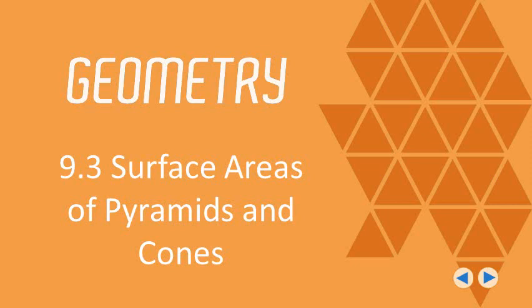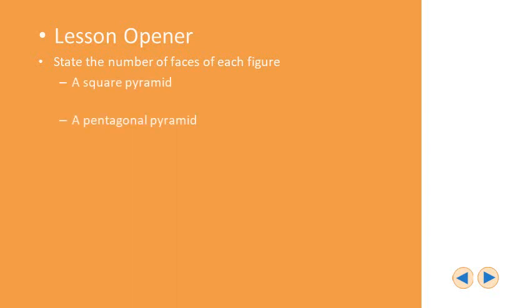Okay, so last lesson we talked about the surface area of prisms, and now we're going to remove one of those bases at the top so that we can talk about pyramids and cones. So we start off with this lesson opener and what they want us to do. State the number of faces of each figure: a square pyramid, a pentagonal pyramid, an n-gonal pyramid, a dodecahedron, and an icosahedron.